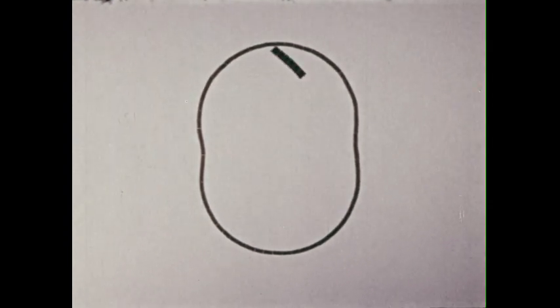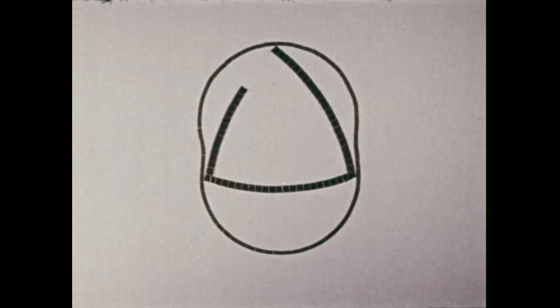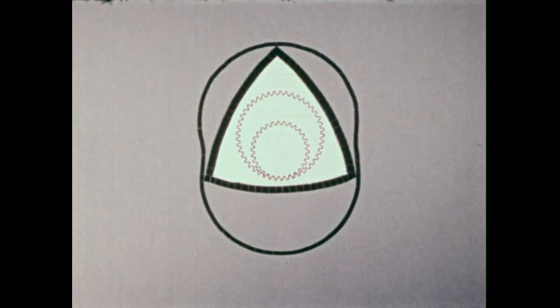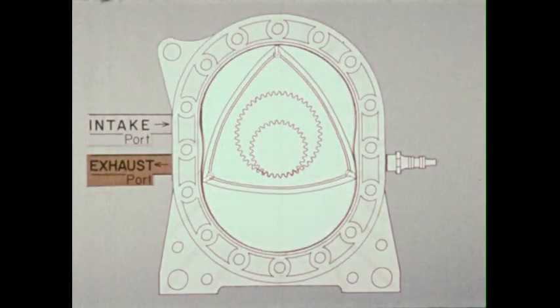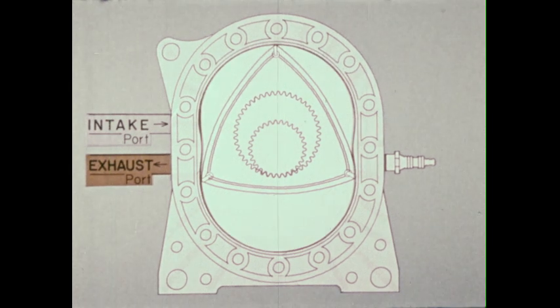The trochoid chamber is the area in which the rotor revolves. A rotor is the triangular-shaped piston which rotates in the trochoid chamber. The ignition system in the rotary engine is different from the conventional reciprocating engine.